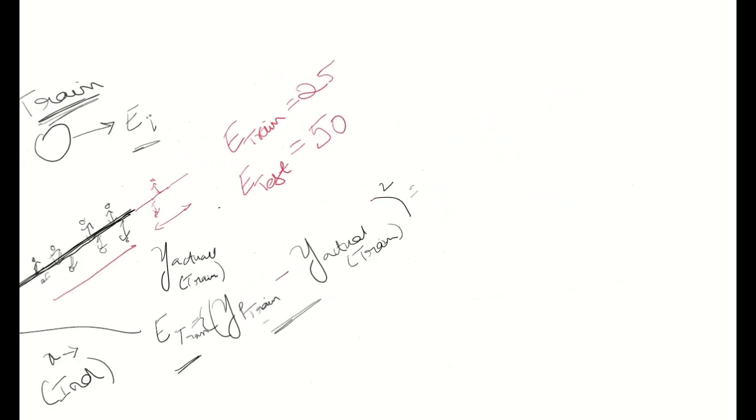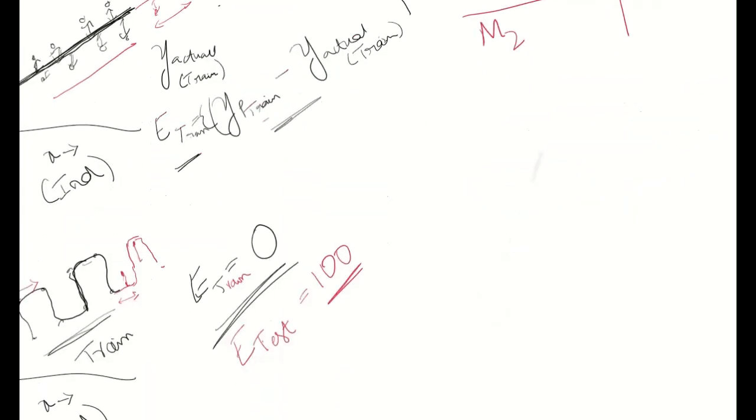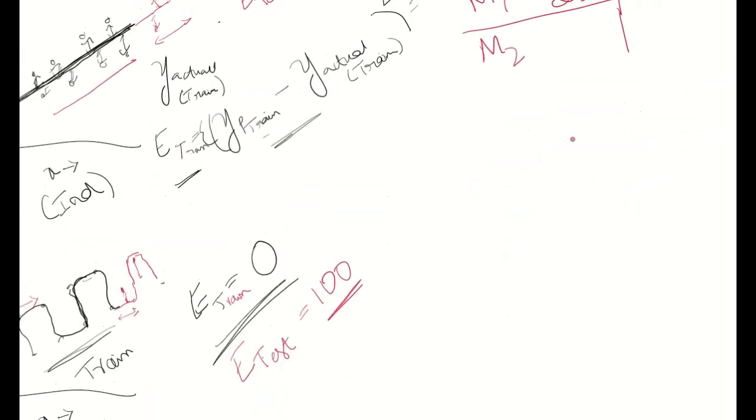Now, if we put it in the form of a table with train and test for M1 and M2, you saw that the training data error is 25, E train, and E test is 50, and in M2 it is 0 and 100.